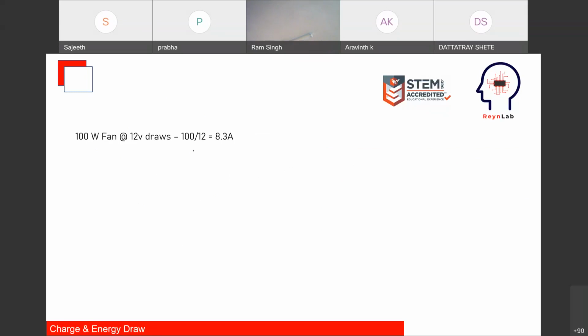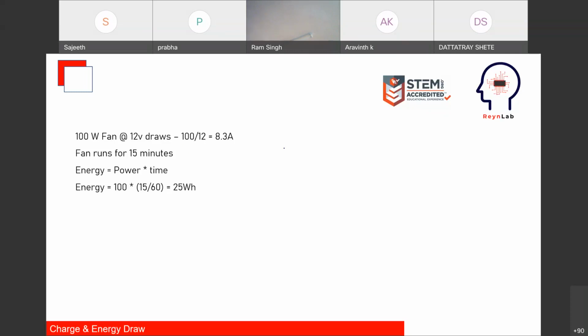This is the instantaneous current which flows through the fan. If this fan is running for 15 minutes, then you would consume 8.3 into 15. That gives your ampere hour, which is your coulometric capacity. Or energy is power over time. In this case, power over time would be 100 into 15 by 60, or 25 watt hour, because we typically mention energy in terms of hours, right? Watt hours is a standard unit that we use. So we have calculated 25 watt hour.